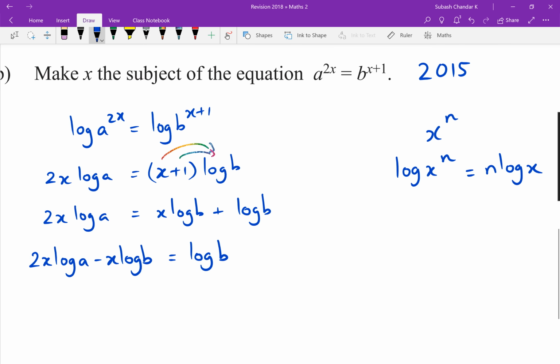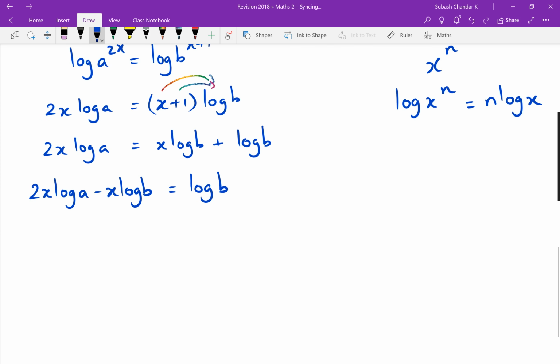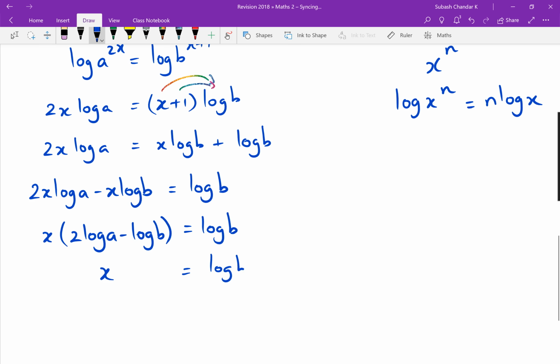I believe you guys know what to do from here. Because you got x as a common factor, you can take it out. So if you take out x as a common factor, you got 2 log a minus log b equals log b. And then x would simply be log b divided by 2 log a minus log b.